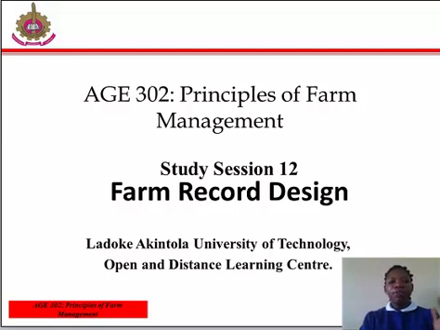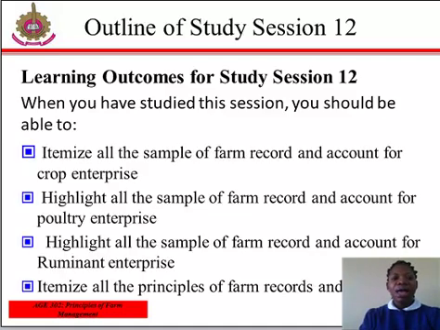So, a typical farm record and account is normally presented in columns, which has been described in your study materials. At the end of this study section, you should be able to itemize all the samples of farm record and accounts for crop enterprise.